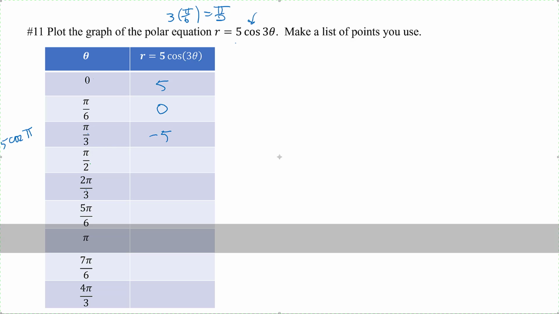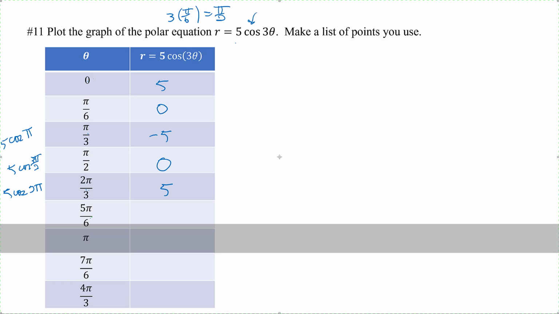If we move on to a theta value of pi halves, we're taking 5 times the cosine of 3 times pi halves. That would be 3 pi over 2. The cosine of 3 pi over 2 would be 0. So 5 times 0 is 0. For 2 pi thirds, 3 times 2 pi thirds is 2 pi. Here we're taking 5 times the cosine of 2 pi. Think of where you're at with 2 pi. You're back on the positive x-axis. So the cosine is going to be 1. 5 times 1 is 5.